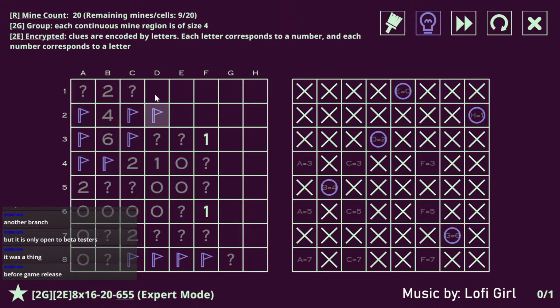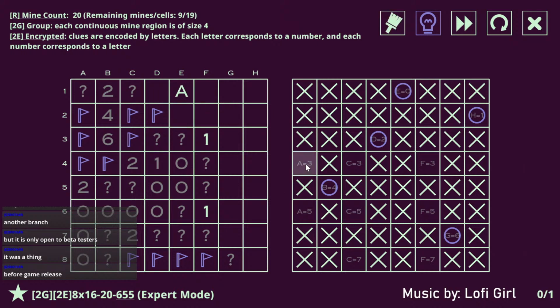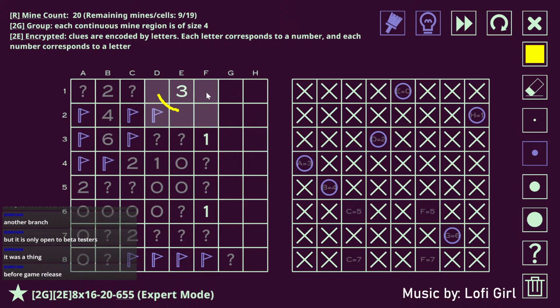This must grow. One of these are mines, so that has to be empty. A is either 3, 5, or 7. It can't be a 7, clearly. Can A be a 5? No, because then you have a size more than 4. So A is 3. So one of these are mines, and then one of these are mines.